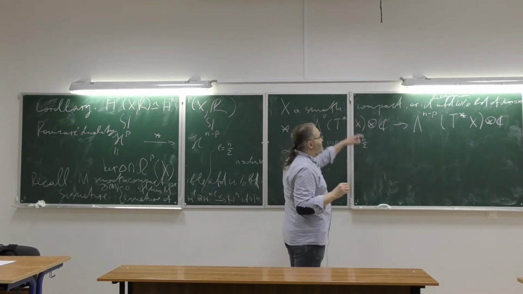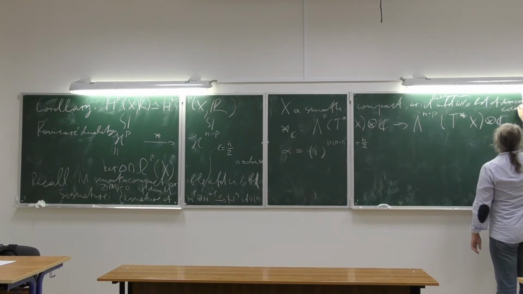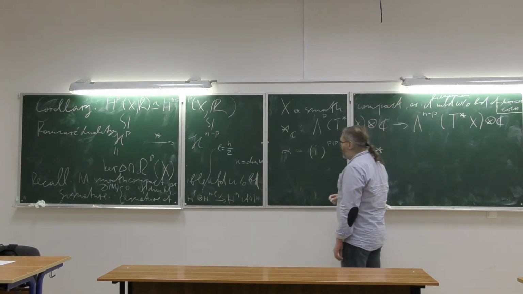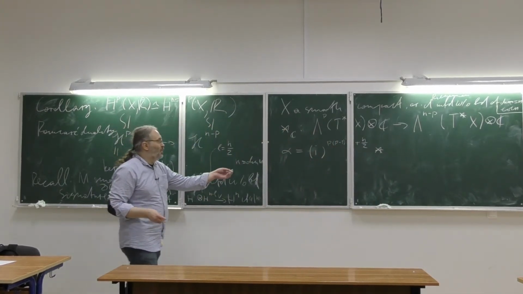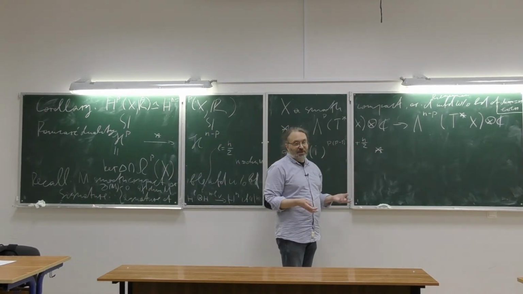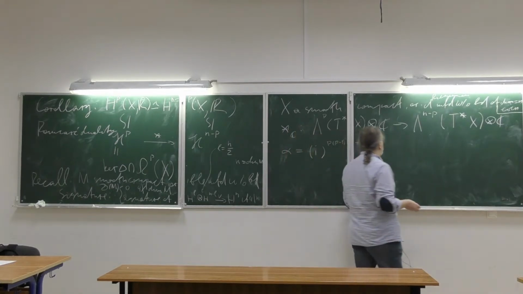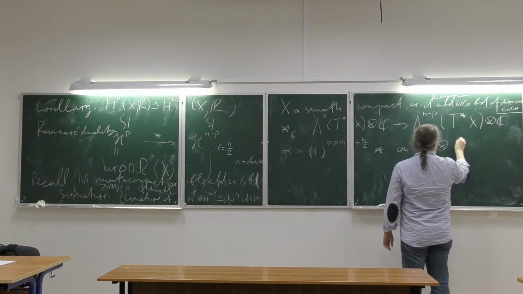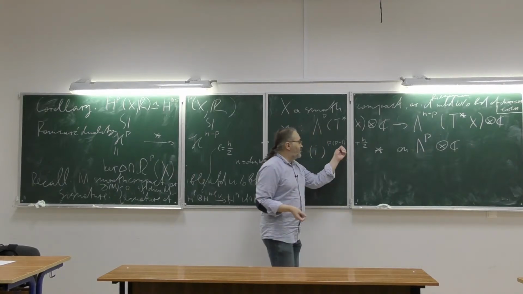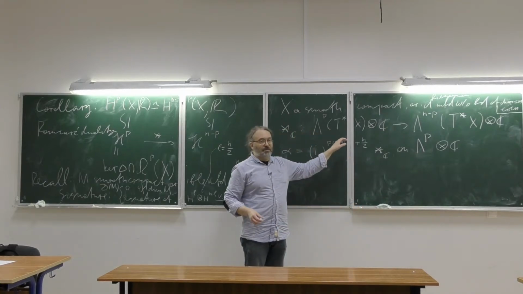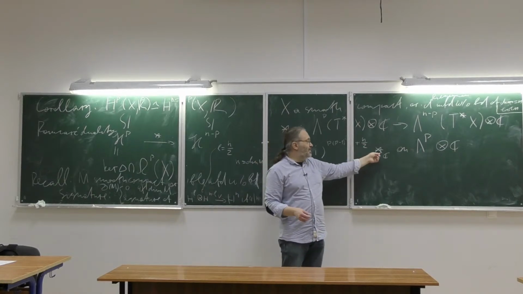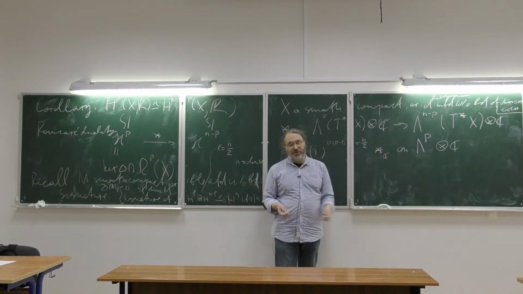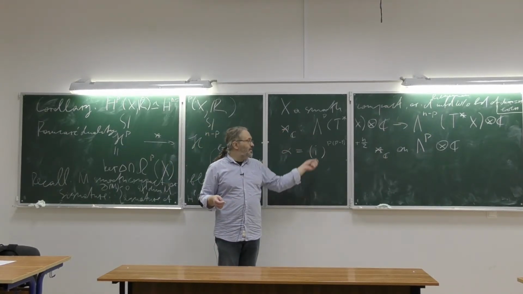Okay. Again, let's assume that n is even. Now, this formula looks completely arbitrary. Where does it come from? Okay, I take i to some strange power, and then apply the complexified Hodge star. Okay, where does this expression come from?